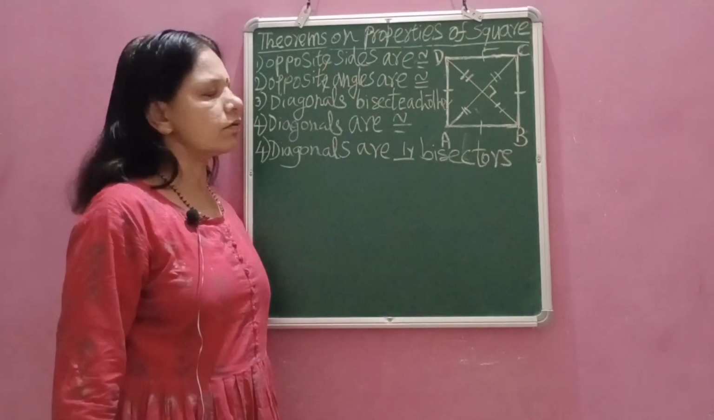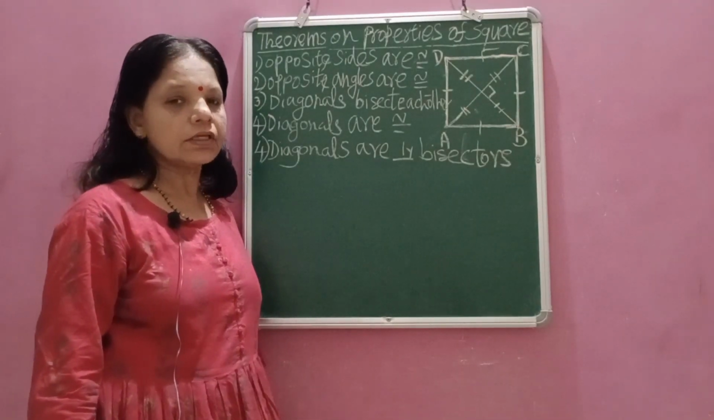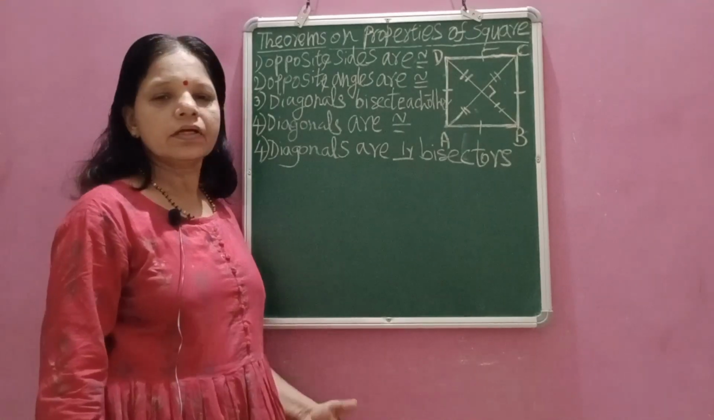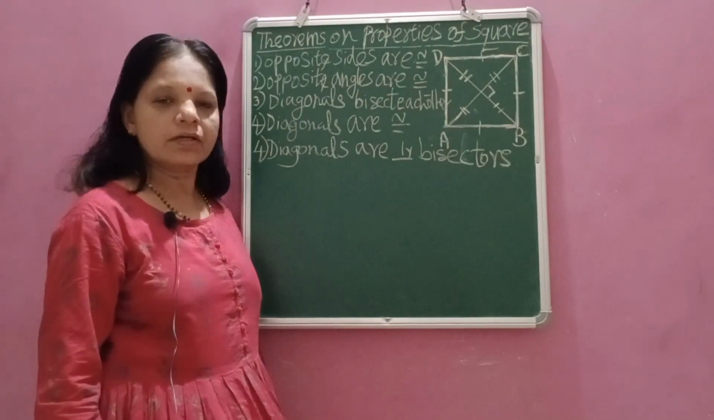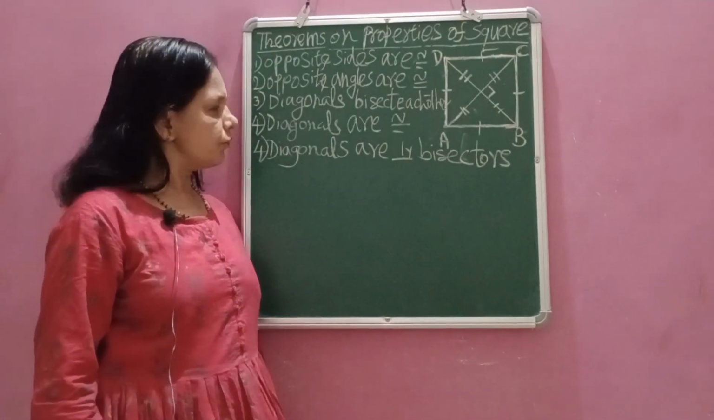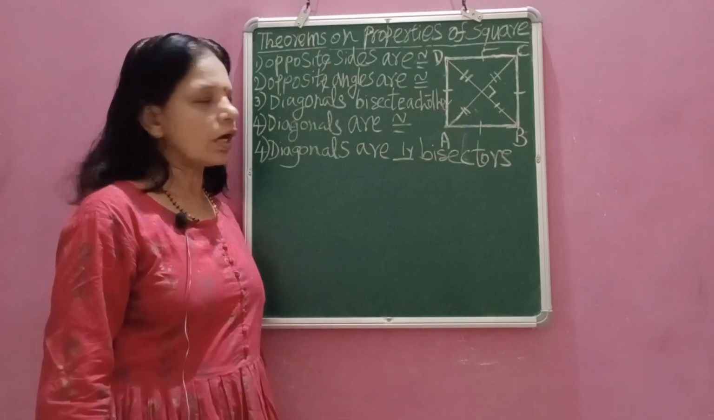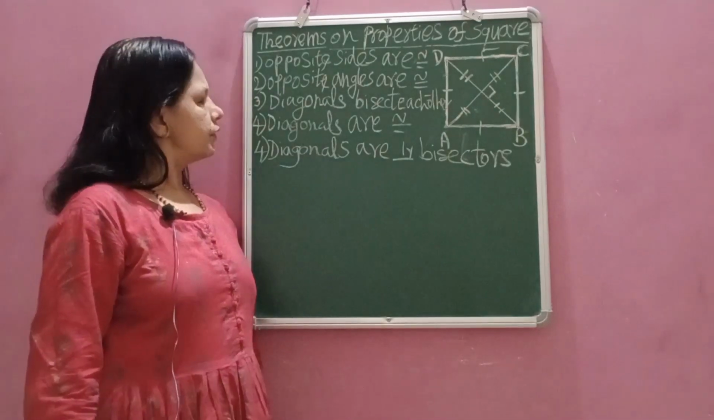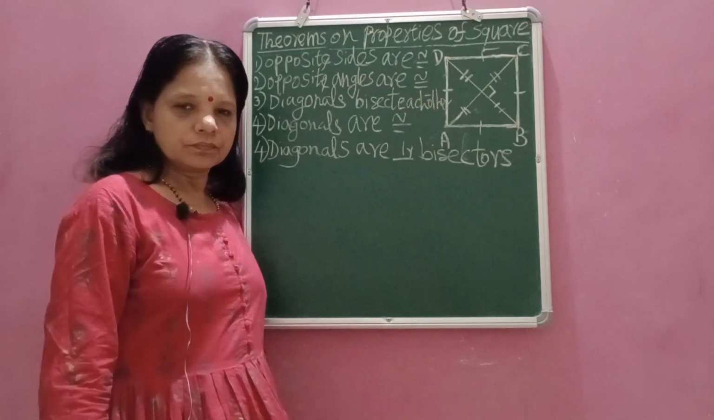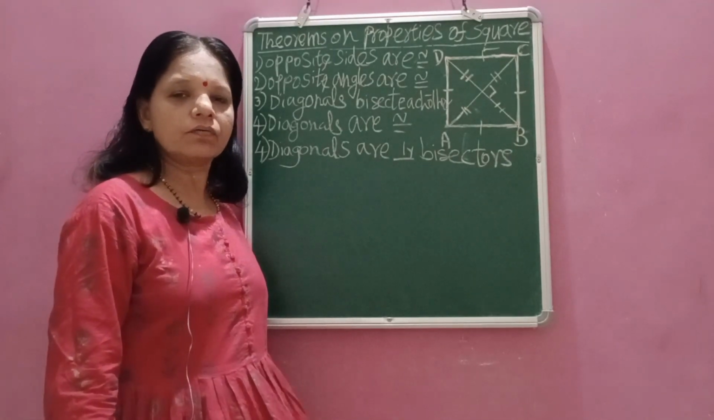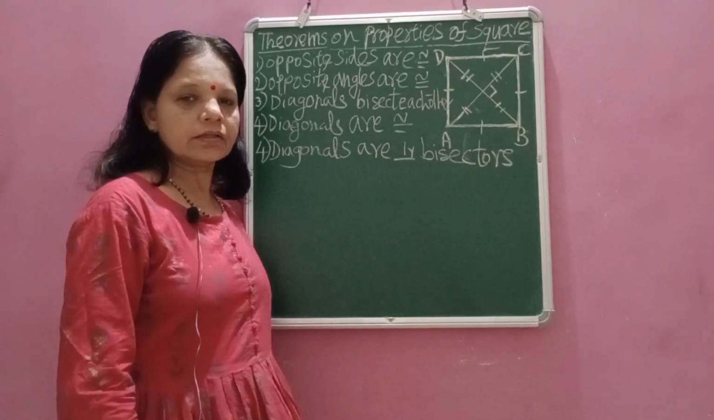Similarly, opposite angles are congruent in a square. That theorem is true. But the converse, if the opposite angles are congruent, it is a square, is not true. Diagonals bisect each other in a square. True. If diagonals bisect each other, it is a square. Not true. So converse is not true. Diagonals are congruent. True. But if diagonals are congruent, then it is a square. Not true. That is only a rectangle.